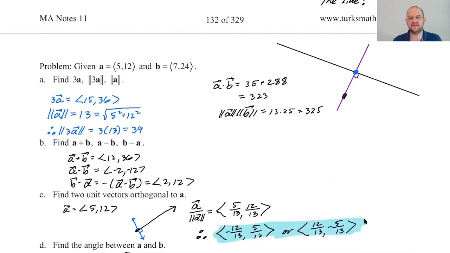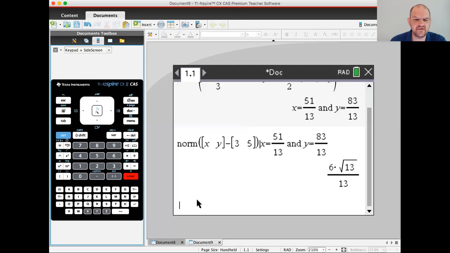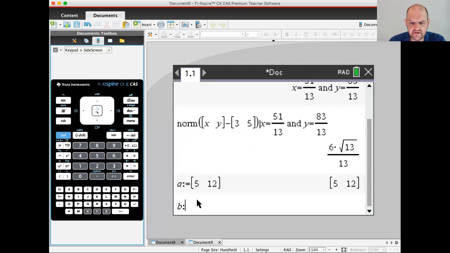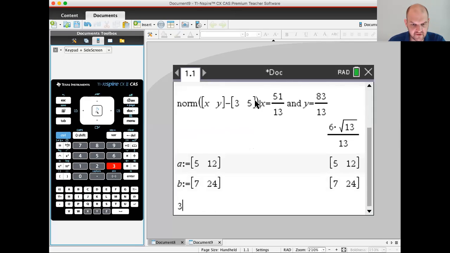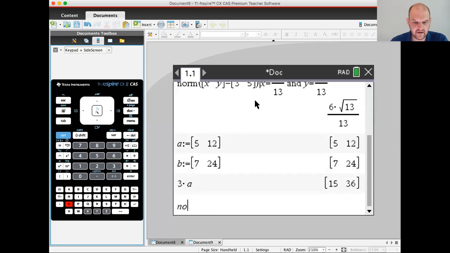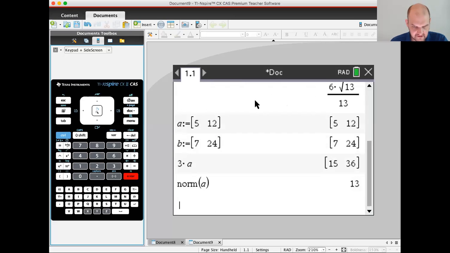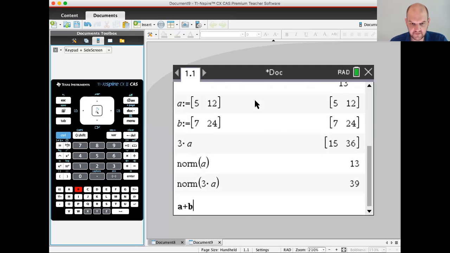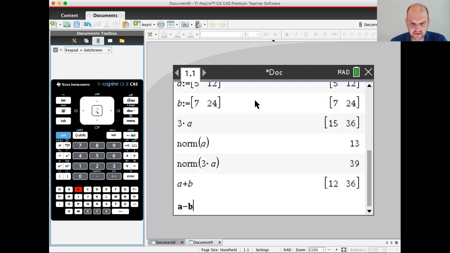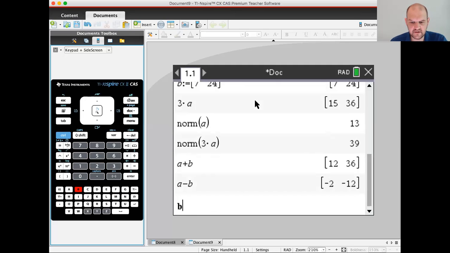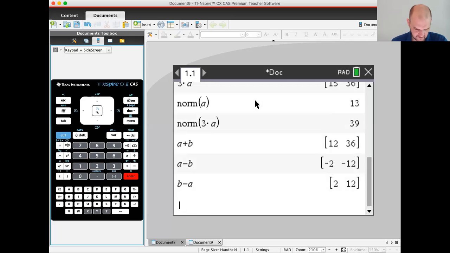All right, I'm going to go to the calculator. I'm going to store a and b and just confirm, hopefully confirm all the answers, and then find the ones that we just didn't really do by hand because, you know, what are you going to do? All right, a is 5, 12. B is 7, 24. Okay, so the first question was 3a, which we got. The magnitude of a, which we got. The magnitude of 3a, which we got. A plus b, check. A minus b, check. B minus a, check. All right, doing well.